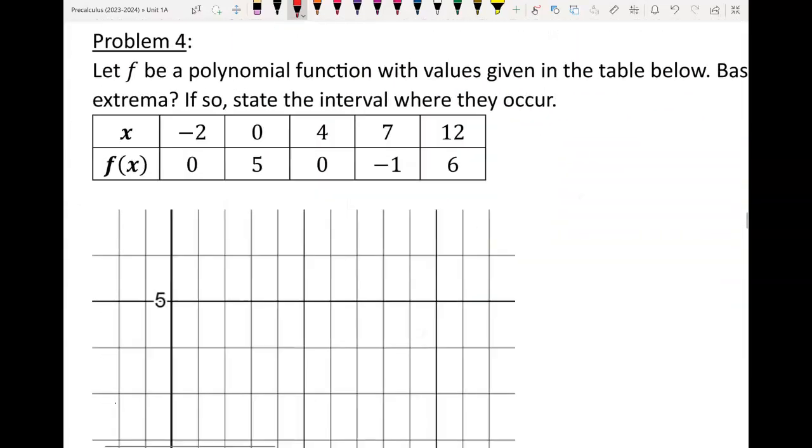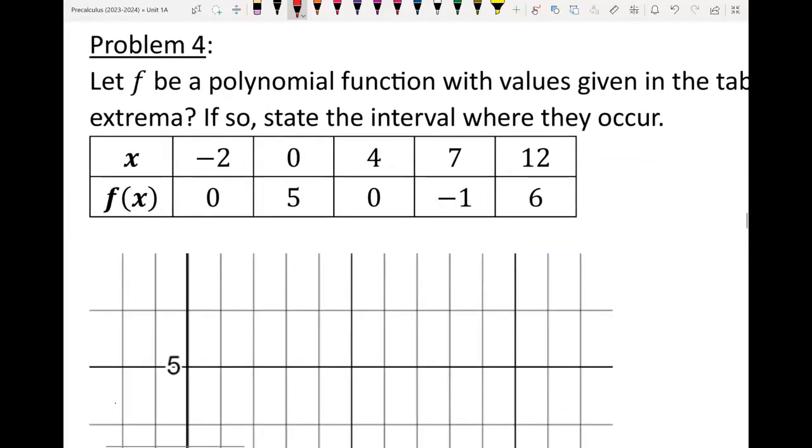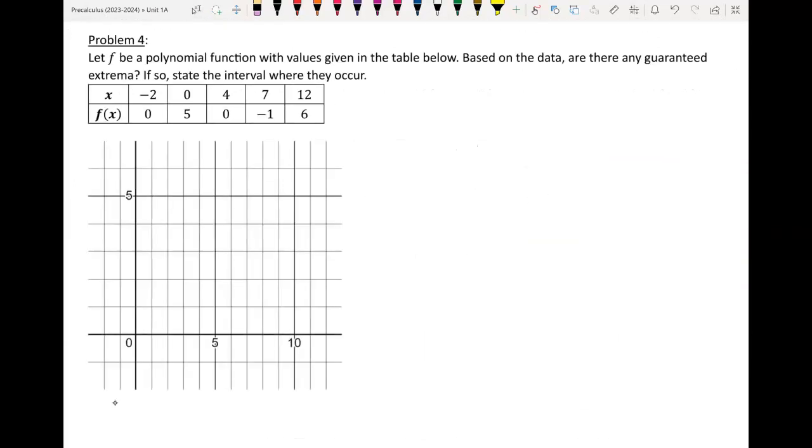So, using that idea, thinking about this function here, in this problem it asks, let f be a polynomial function with values given in the table below. Based on the data, are there any guaranteed extrema? If so, state the interval where they occur.